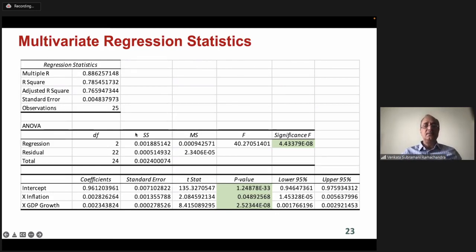And if you run this, you will get the intercept and the slope. These are the slopes of these 2 variables. So you get the intercept and slope.